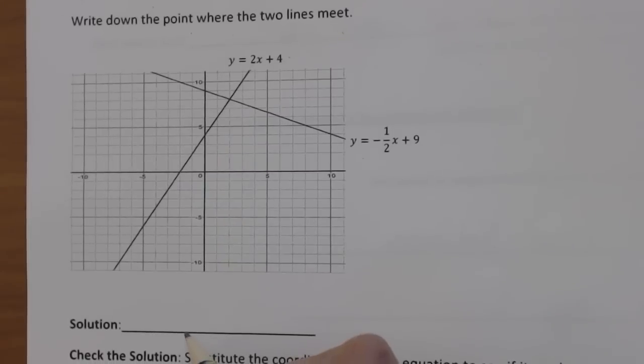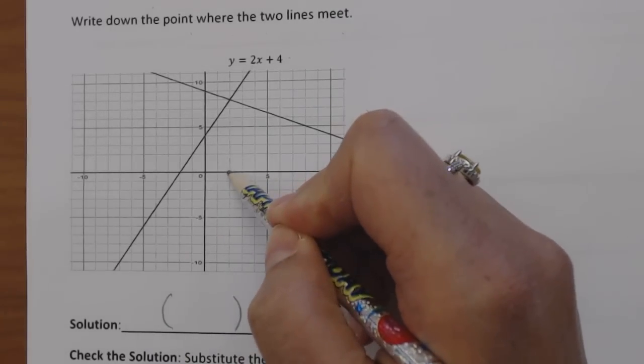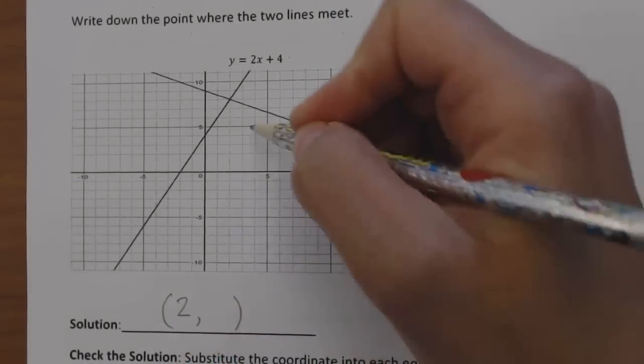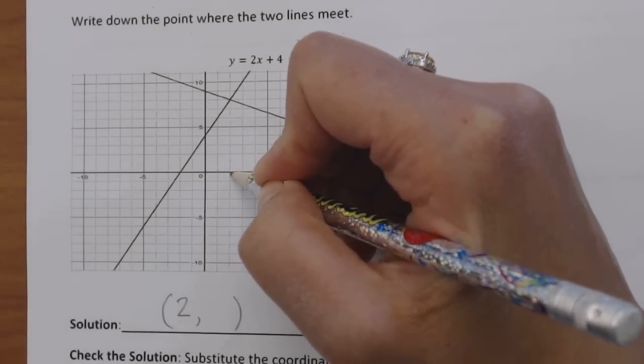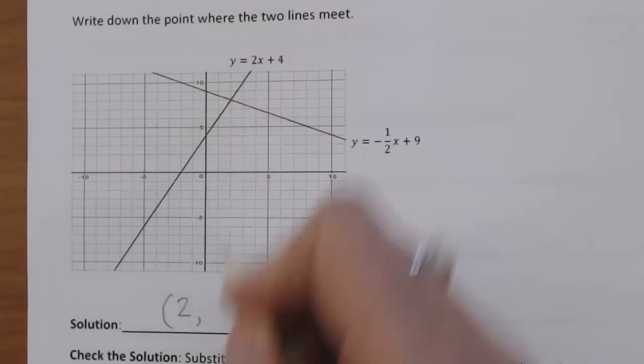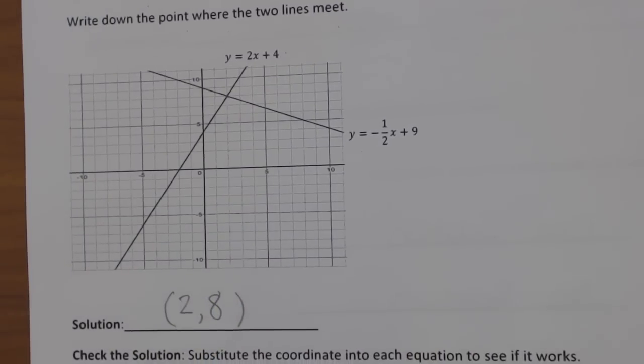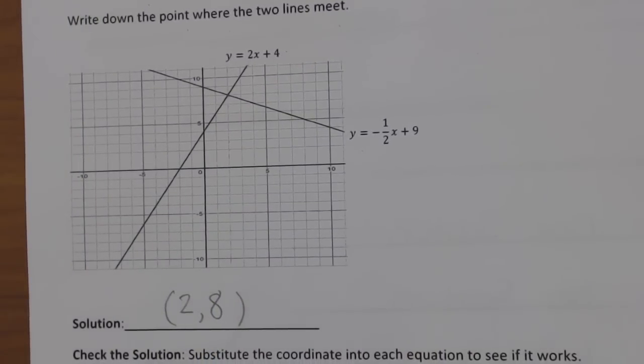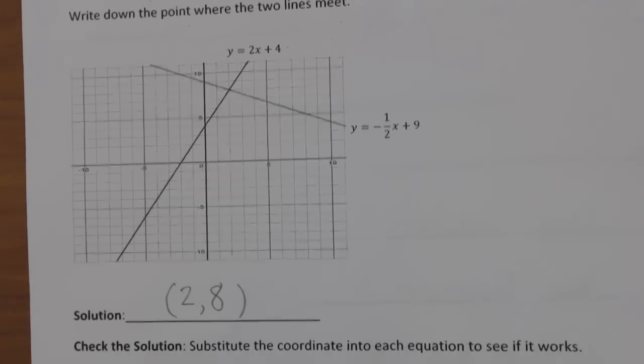So our solution, if we were going to write it in, would be the ordered pair, 2, comma, so I just counted over 2, then I'm going to count up 8. So our solution where they meet is (2, 8). And so what we're going to do next, we're going to actually check to see if this solution works. So we're going to actually check to see if it works in the first one and it works in the second one. What do I mean by that?